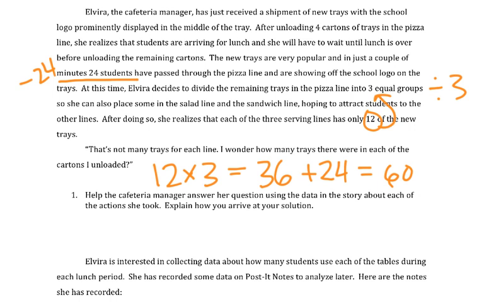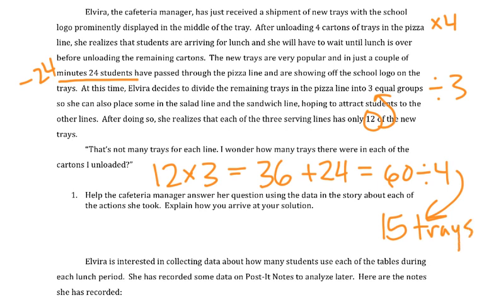So she unloaded 4 cartons of trays. Normally unloading the 4 cartons would be like multiplying by 4, but because we're splitting them back up into the cartons, we would divide by 4, giving us 15 trays per carton.